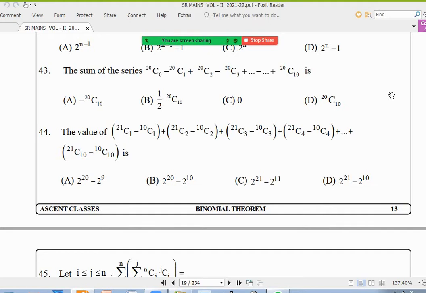Try 43. I want to tell two methods for 43.